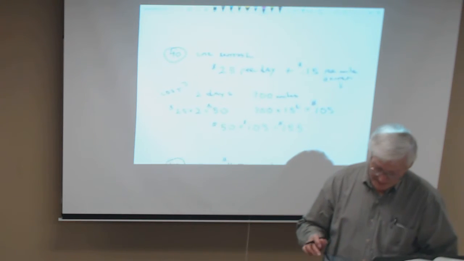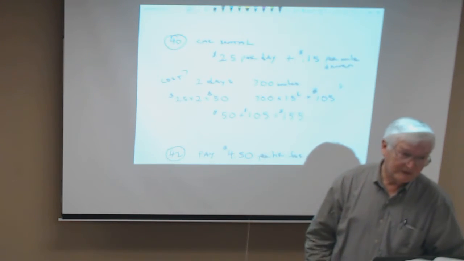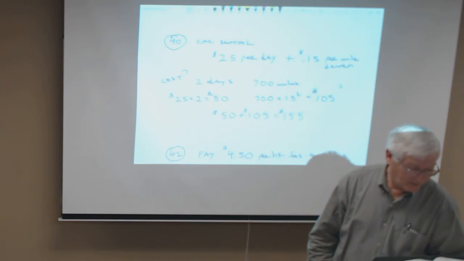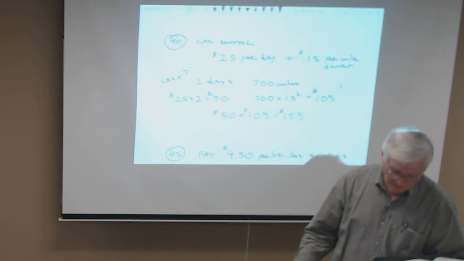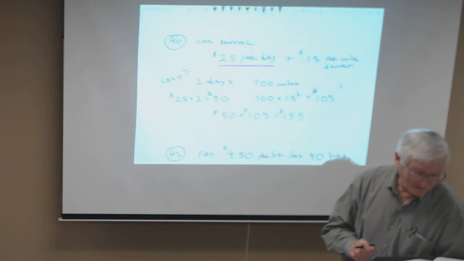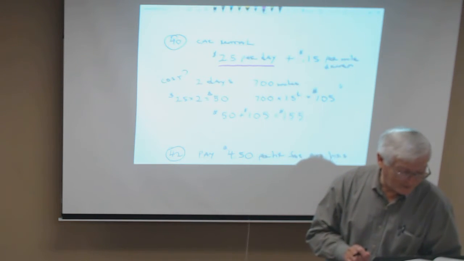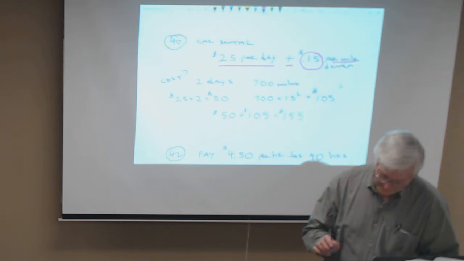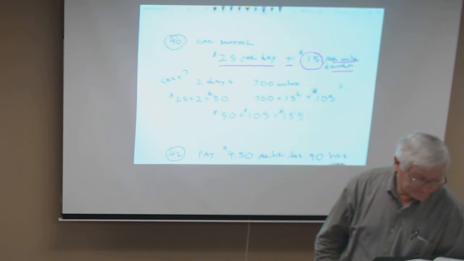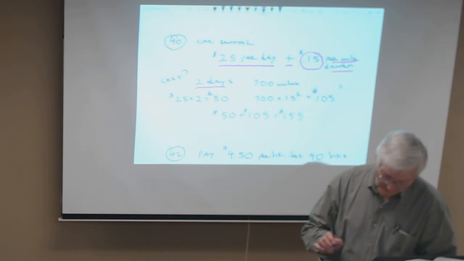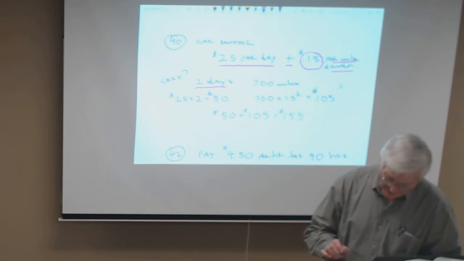Number 40. You got to learn this problem early in life, or you get in trouble when you go rent a car. Ann, poor Ann, rented a car at $25 a day. Well, that's not bad. I'll rent a car and take it on my trip. Then I won't have to worry about it breaking down. Plus 15 cents per mile driven. What was her cost for a 2-day trip where she drove 700 miles?